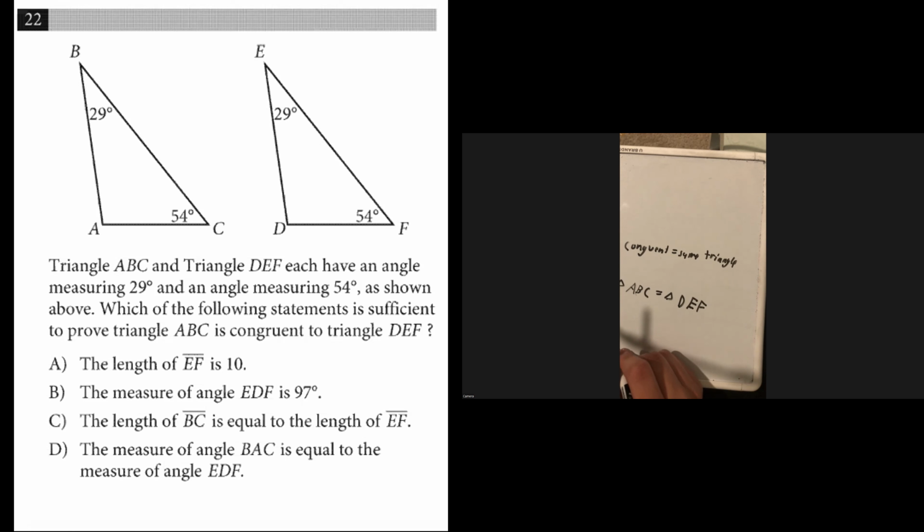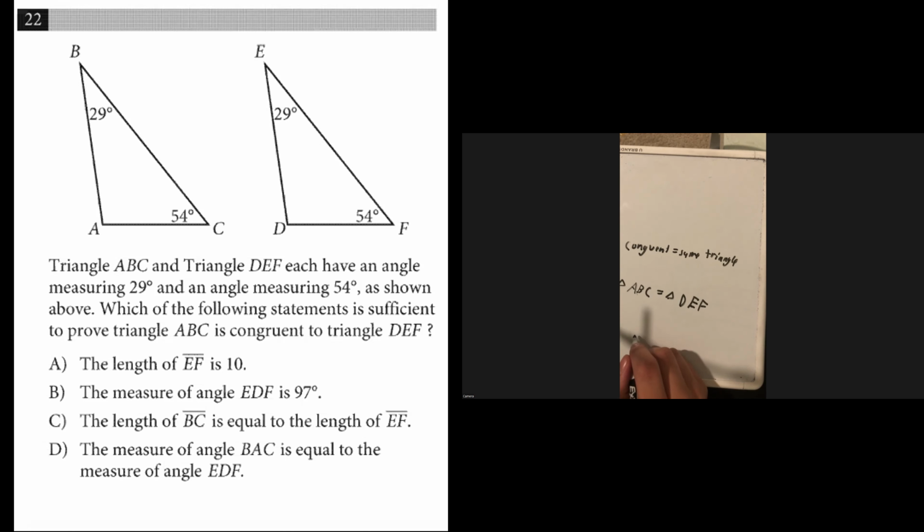And so how do we prove that these are the same triangle? Well, they have to have the same side lengths. And so for part A, the length of EF is 10. Well, that doesn't tell us anything about the other triangle. The other triangle could have a different side length. So it can't be answer choice A.